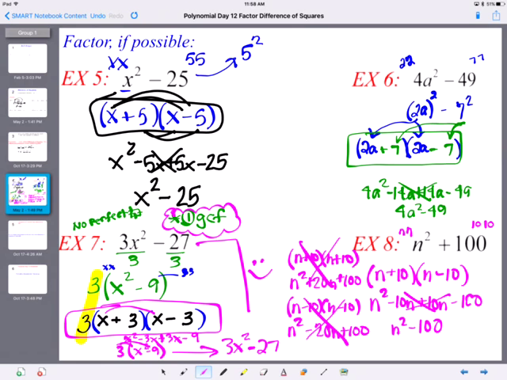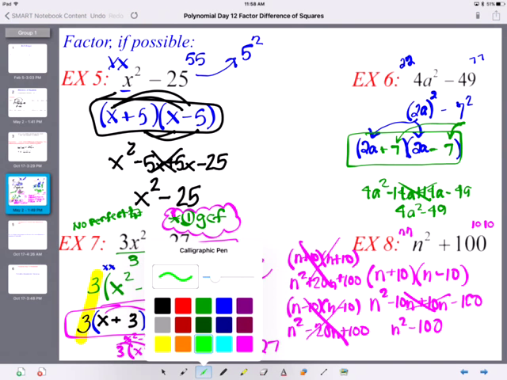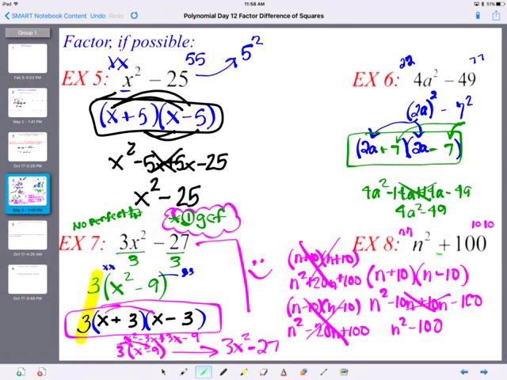So if there are no combinations that you can multiply together, or more specifically, if you have the sum of two perfect squares, meaning there is a plus sign in between them, your binomial is prime and you cannot factor it. There is nothing that multiplies together to get n squared plus 100.